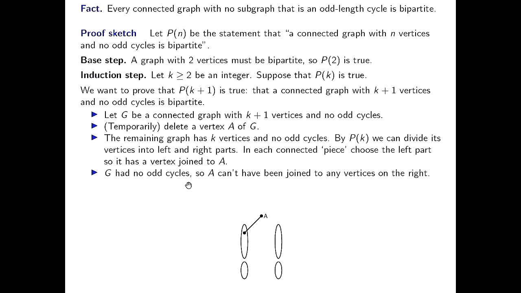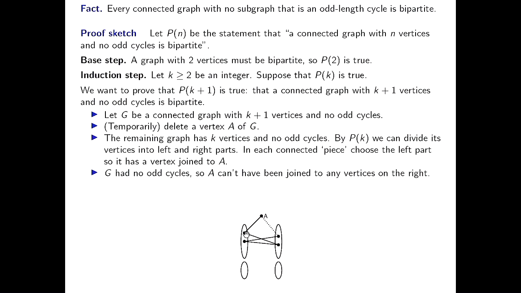Now, this is the interesting step. If A is joined by an edge to a vertex on the left, I claim it can't be joined to a vertex on the right. So I reckon this edge can't happen. And why can't that happen? Well, because this piece is connected, there's a path between this vertex and this vertex. So maybe it looks like this: 1, 2, 3. And if this edge was here, we'd have a 1, 2, 3, 4, 5 cycle.